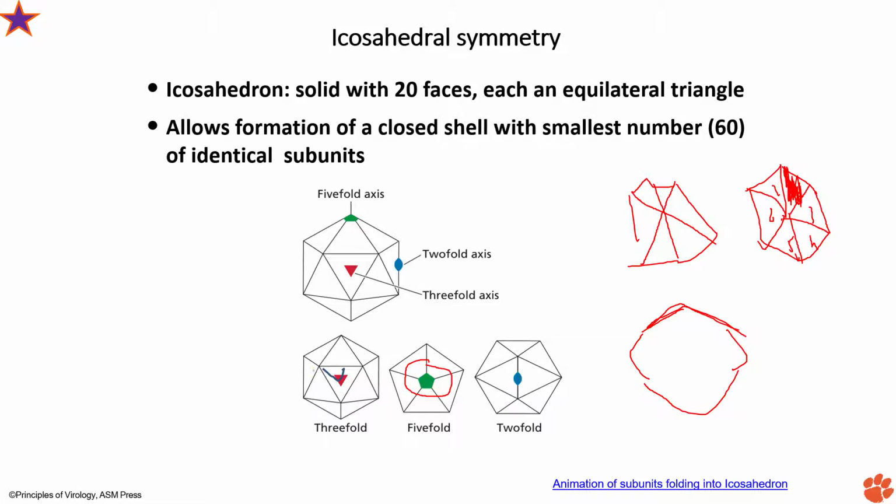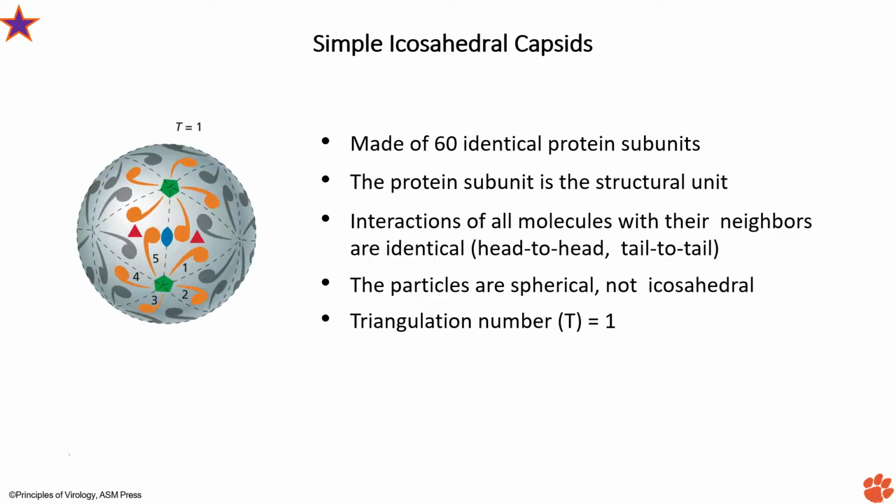But here, these are some of the basic things that you need to know. What are the different properties of this? It produces a solid with 20 faces, each an equilateral triangle, and allows the formation of a closed shell with 60 identical subunits. Remember that you need 60 identical subunits. You have a 3-fold, 5-fold, and a 2-fold axis. And the T number, which we are going to see, describes the number of facets per triangular surface.